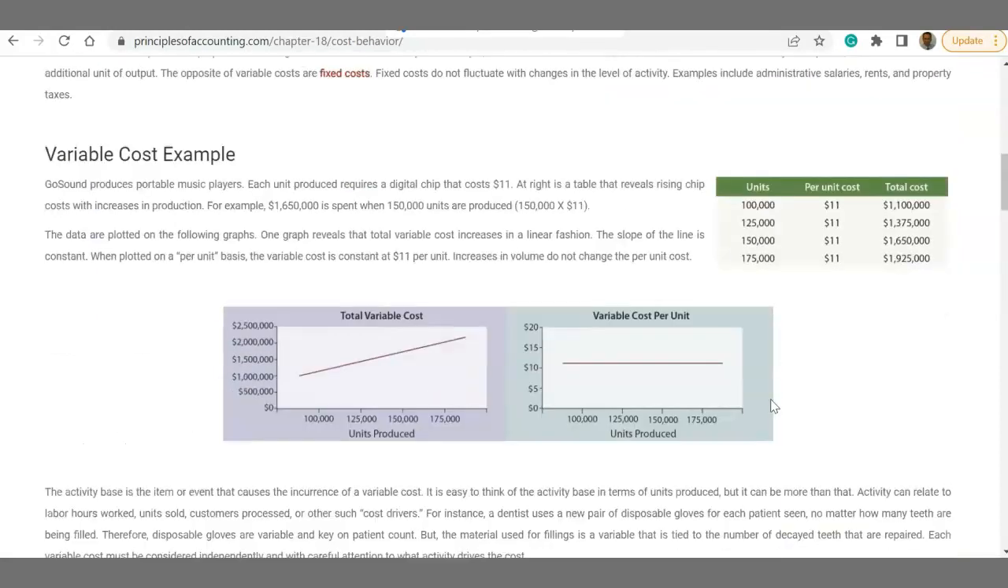Okay, let's talk about variable cost. As you see here, the total variable cost is increasing as the unit production volume is increasing. So if you have more unit production, you will have higher variable costs. Variable cost per unit is always fixed, not changing. You see, $11. Variable cost per unit is always the same. However, total variable cost will increase if the production is increasing. Are we good?